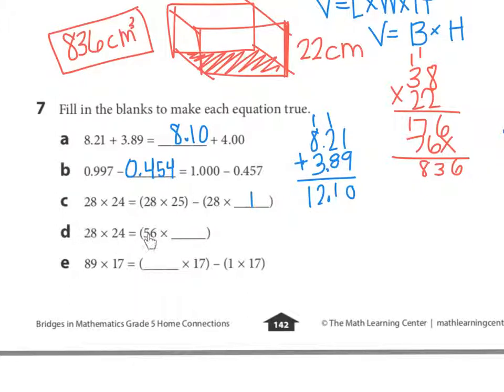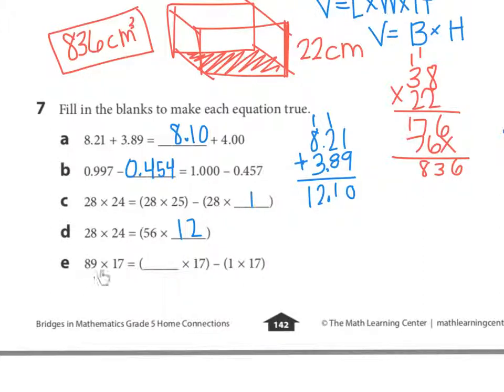And then for D, 28 times 24 equals 56 times blank. I'm thinking, did they do doubling and halving there? It looks like they did, because 28 doubled is 56. So if this is times 2, this means divided by 2. So it's half of 24. That is 12. And looking here at E, 89 times 17 equals blank times 17 minus 1 times 17.